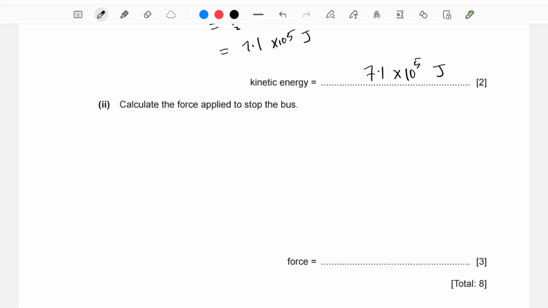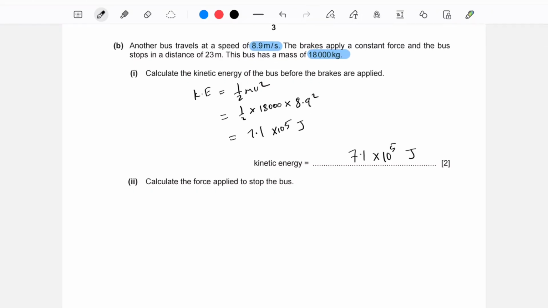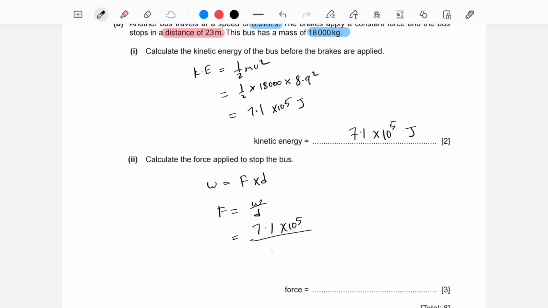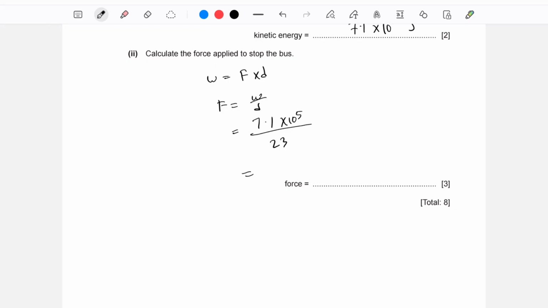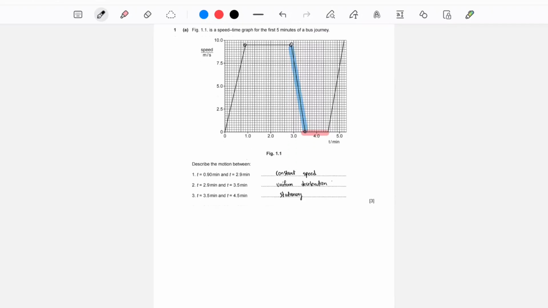Calculate the force applied to stop the bus. Okay, we have to find the force. We know the energy of the bus is 7.1 times 10 to the power 5, and we also know the stopping distance, which is 23 meters. So we can use that to calculate the force. We can use work done is equal to force times distance, and using this equation we can work out the force. And that would give us a force of 31,000 newtons. And that's it for question number 1.